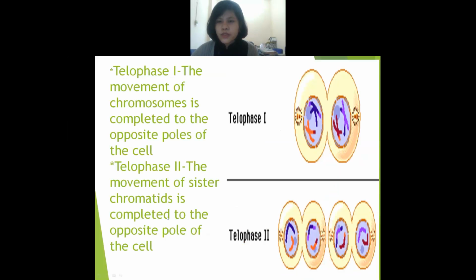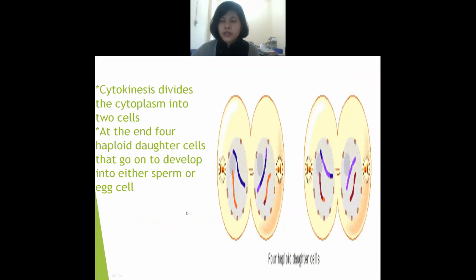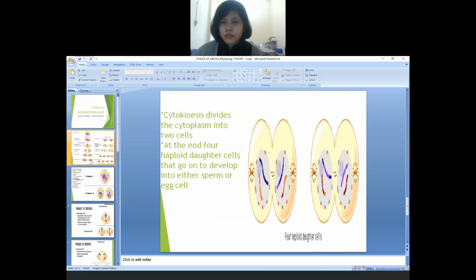And next is telophase 2. So in telophase 2, what happens? You will find that the sister chromatids will be completely at the opposite poles from each other. And next is cytokinesis. So in cytokinesis, what will you find? You will find that it will now become four cells.